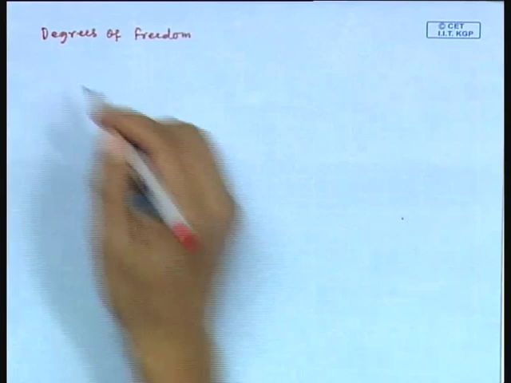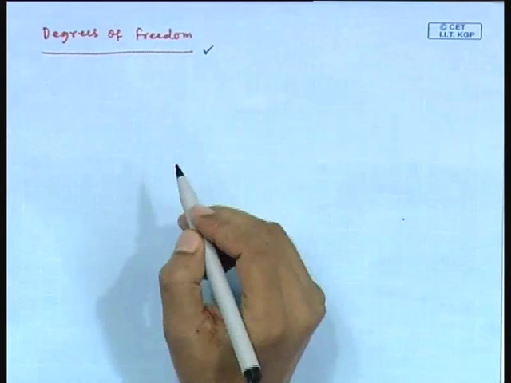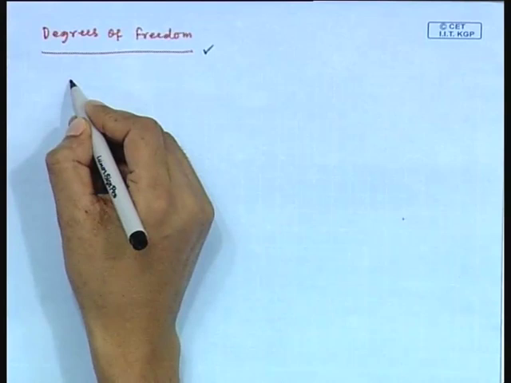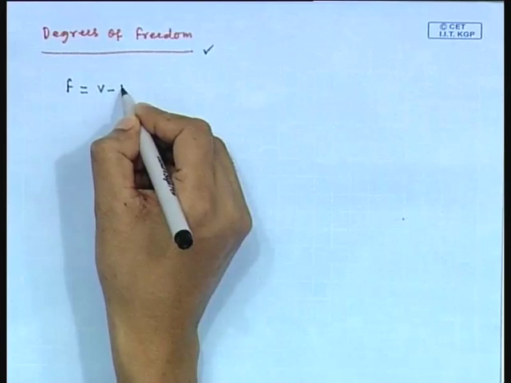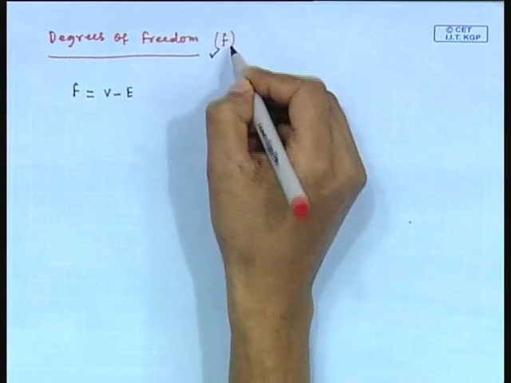Degrees of freedom. So far we have discussed the modeling of chemical processes. After deriving the mathematical model of a process, we need to solve those modeling equations. The solution of a model structure is basically called simulation. We need to simulate the modeling equations. Now, for the simulation of modeling equations, we need to describe the degrees of freedom. If degrees of freedom is represented by F, then F equals V minus E.